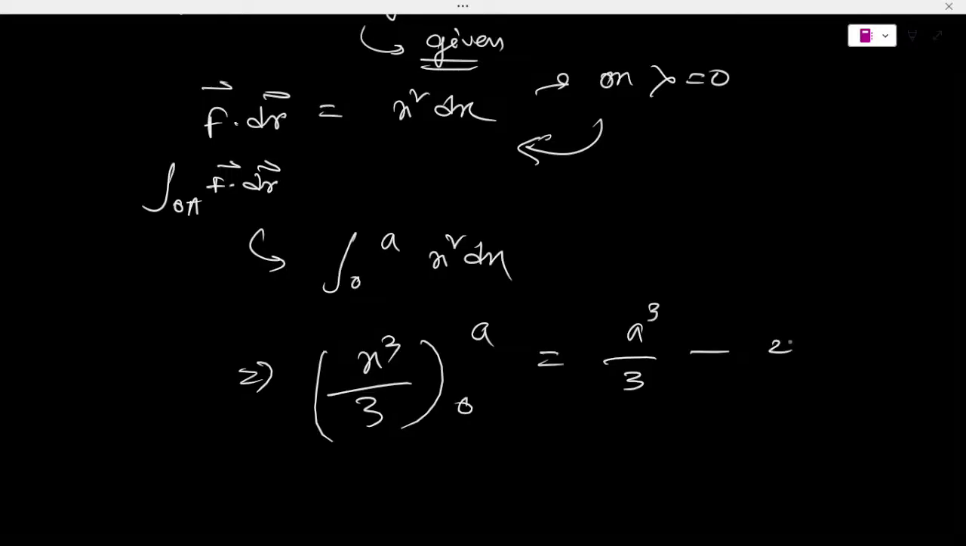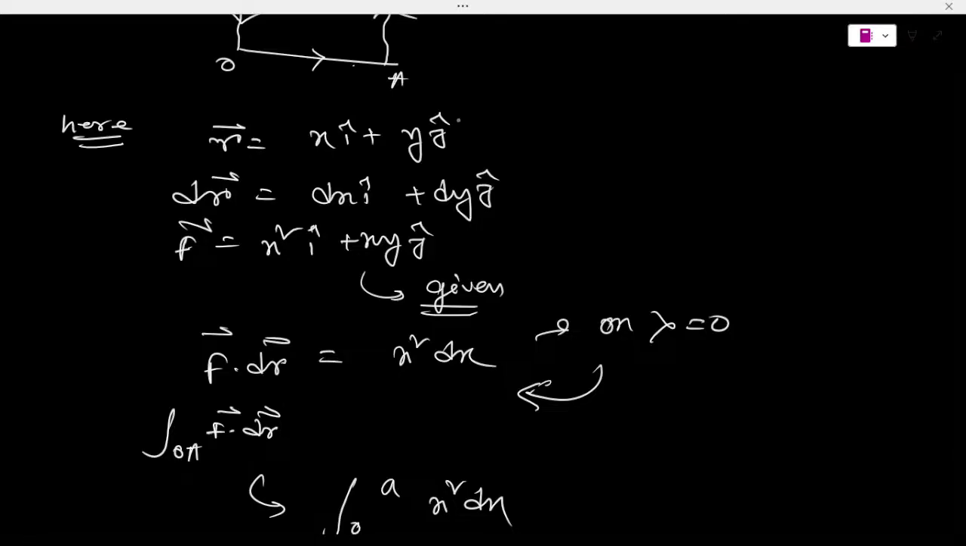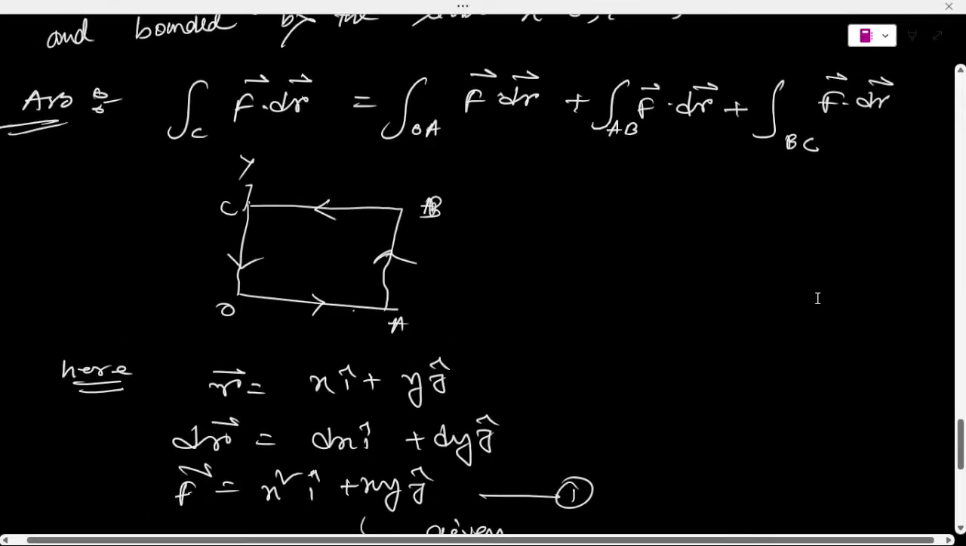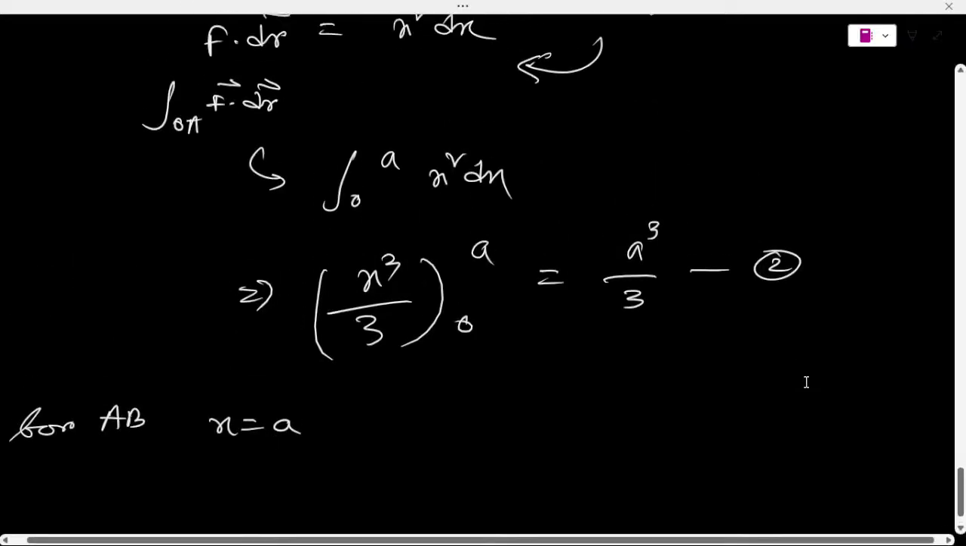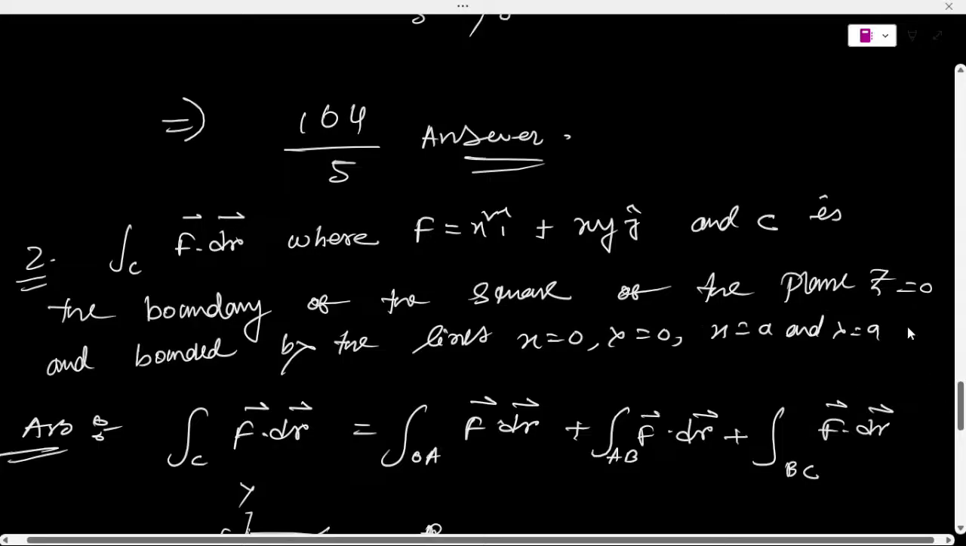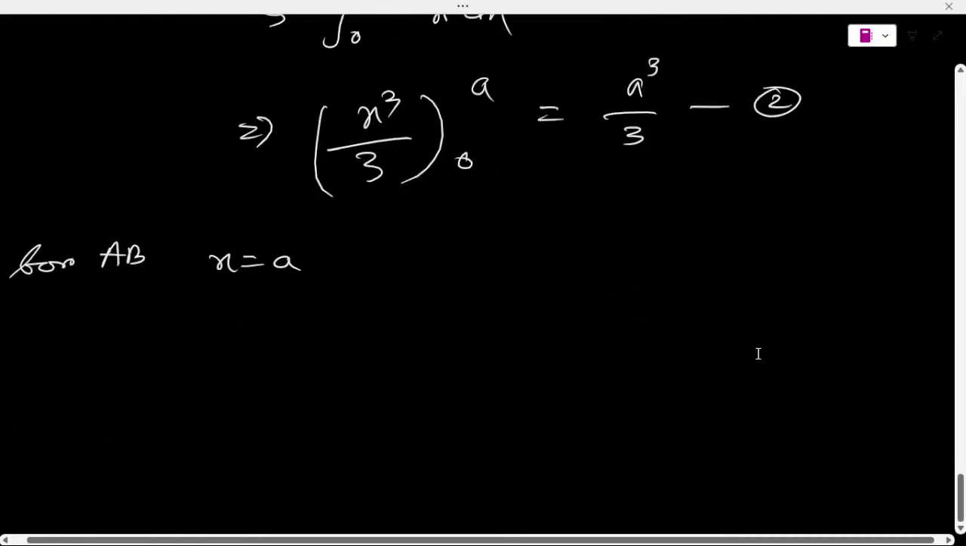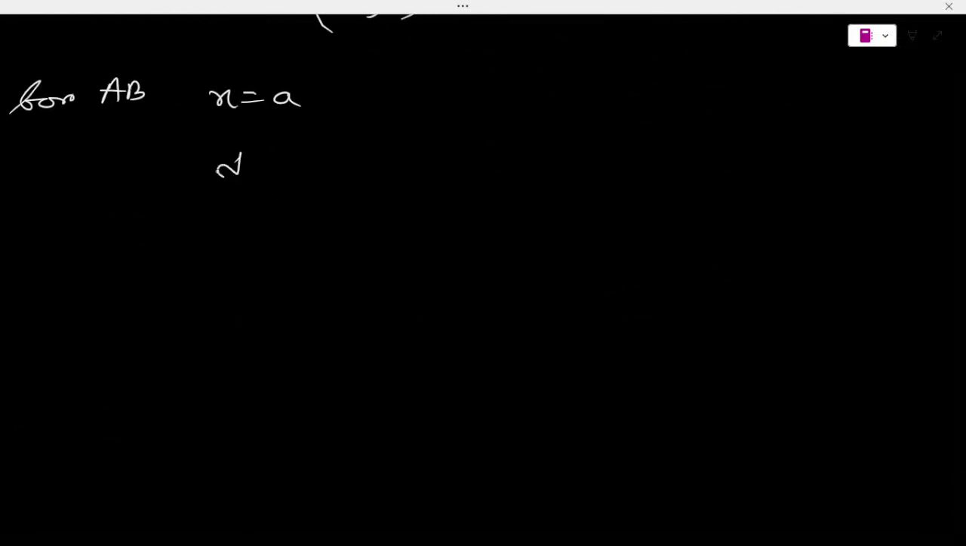Let's say this is equation number 1, and this is equation number 2. Now on AB, x is equal to a. You can see that x represents a. So when x is a, then dx is equal to 0.